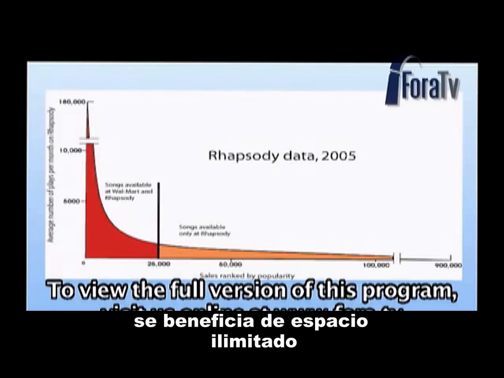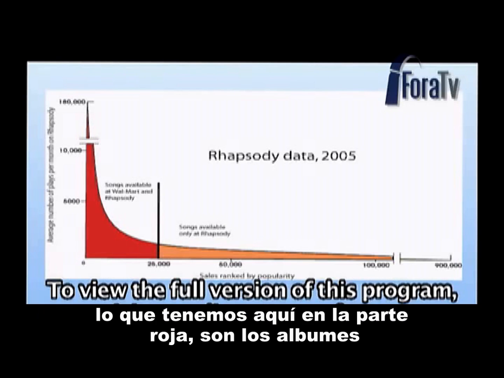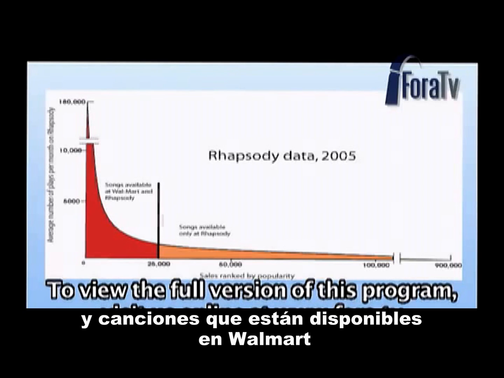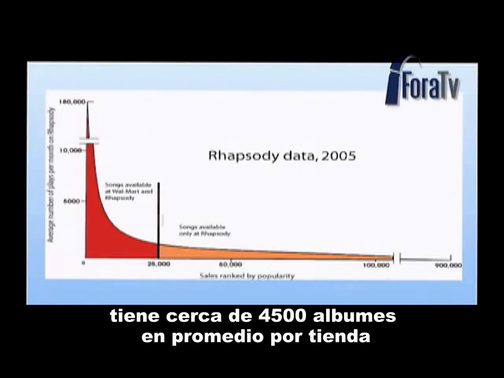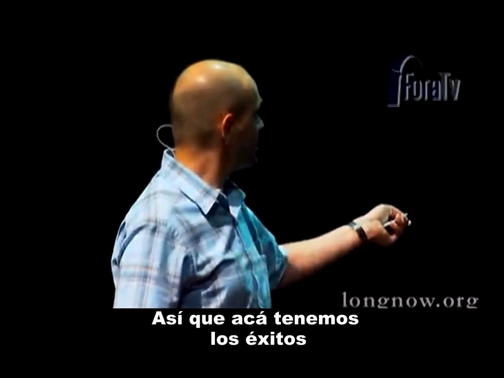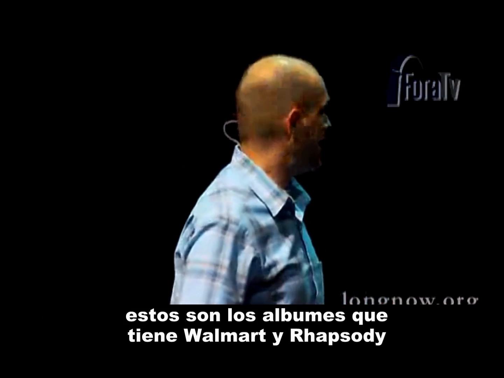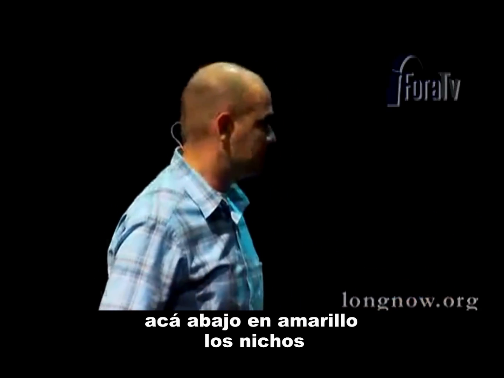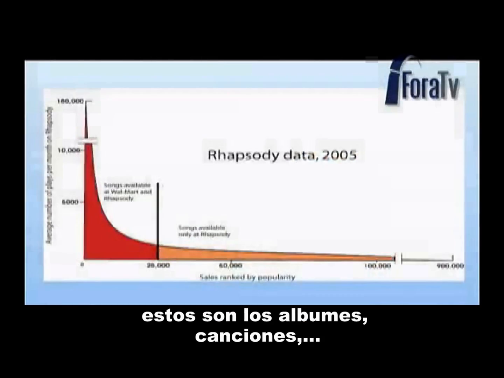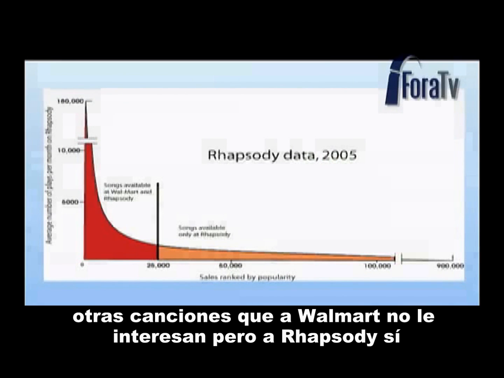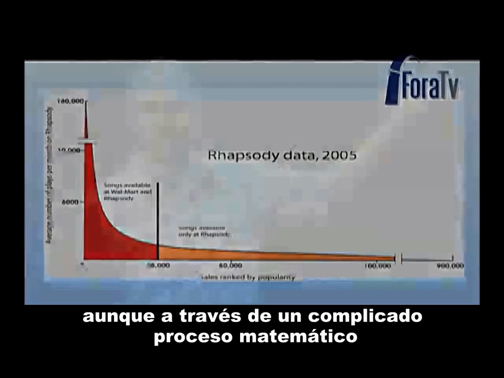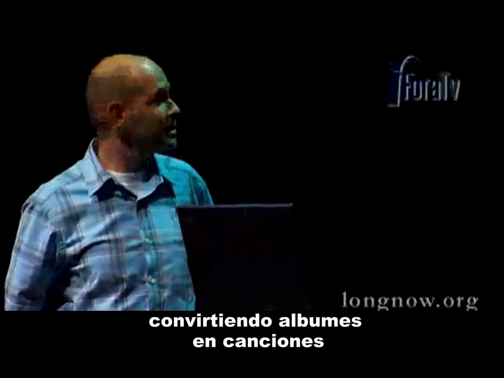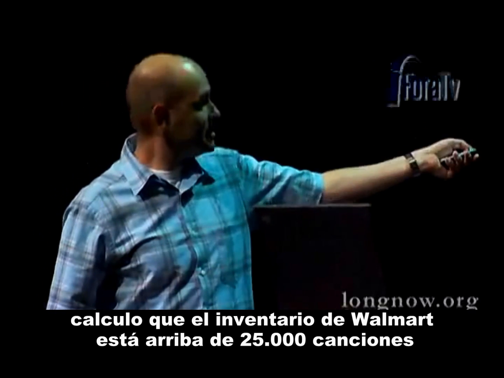Here's some actual data from Rhapsody, which is a subscription online music service. It benefits from unlimited shelf space. What you have here in the red part is the albums and songs that are available in Walmart, which is America's largest CD retailer. It has about 4,500 albums in the average Walmart. So these are the hits, and these are the albums that Walmart has and Rhapsody has. Down here in the yellow, these are the niches. These are the albums, tracks, and other songs that Walmart doesn't carry, but Rhapsody does.